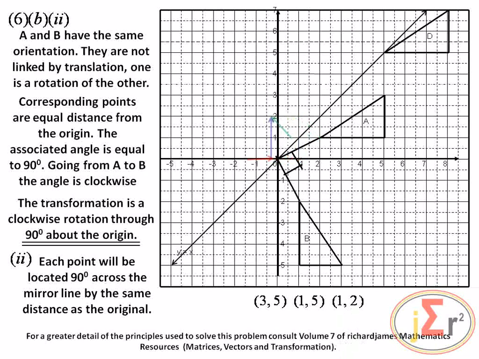So those are the vertices of the image of A if A were to be reflected in the line y = x.